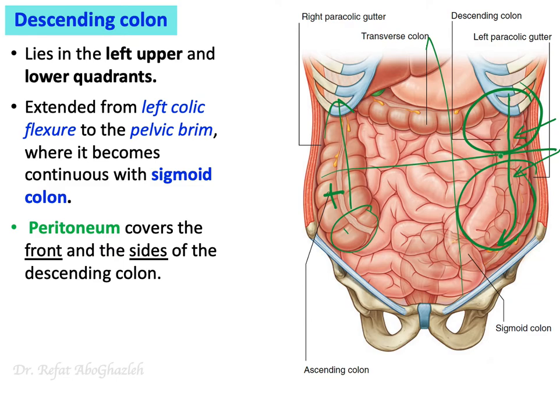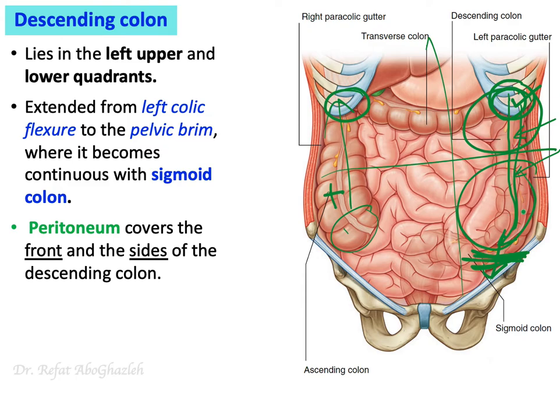That means it's on the left side in the upper and lower quadrants. So it extends from what we call the left colic flexure here. There is a flexure, we'll talk about it. There is the right colic flexure and there is the left colic flexure. So the descending colon descends from the left colic flexure all the way until you reach the pelvic brim. Here is the entrance from the false pelvis to the true pelvis.